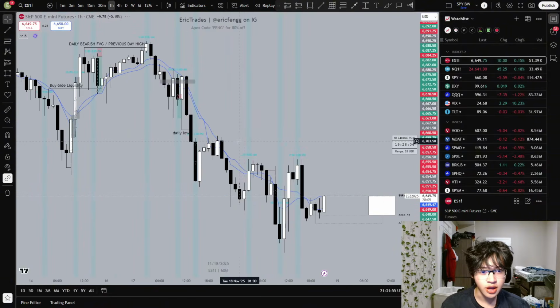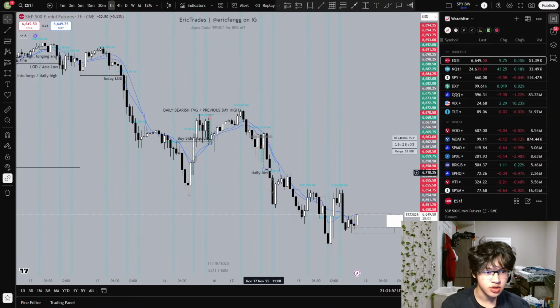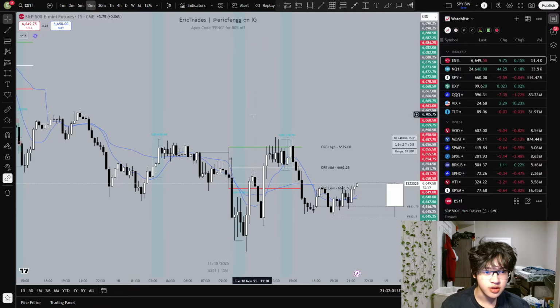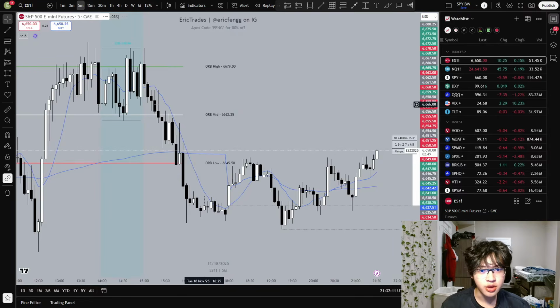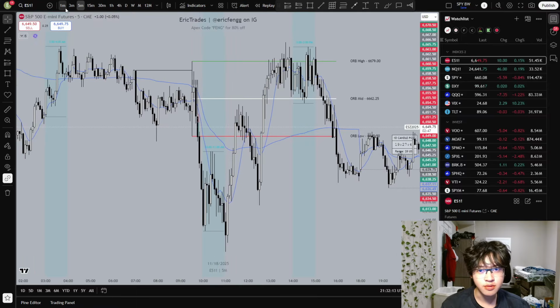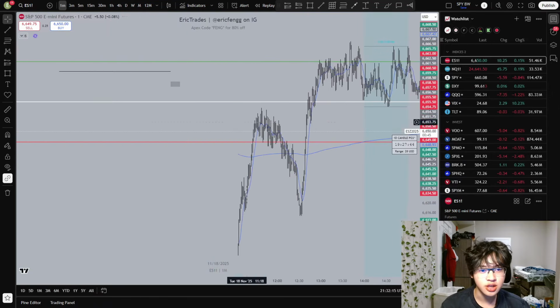Now, dropping onto the 1 hour, we can see we're just in a very obvious downtrend. Dropping onto the 15-minute, on the 7 a.m. 1 hour candle, or the very high of that 1 hour candle, we can see we sweep liquidity at open, and that's kind of what gives us that rejection for continuation downwards.